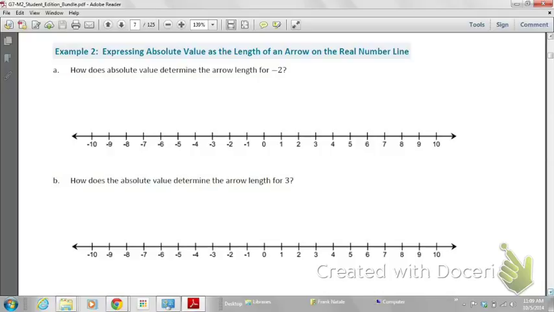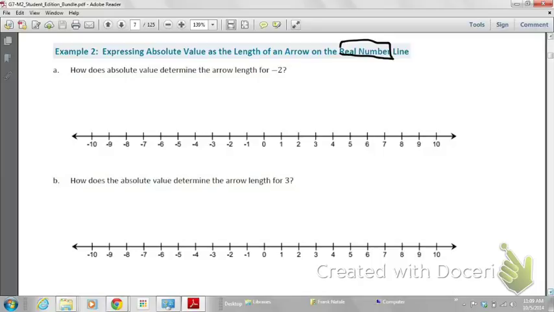Expressing absolute value as the length of an arrow on the real number line. Now, real number line. It's not like there's a fake number line. No, it means the real number line. We're talking about real numbers here. And again, if you don't know what the definition of that is, you can look on the terminology sheet as well. Or actually, we can look right here.